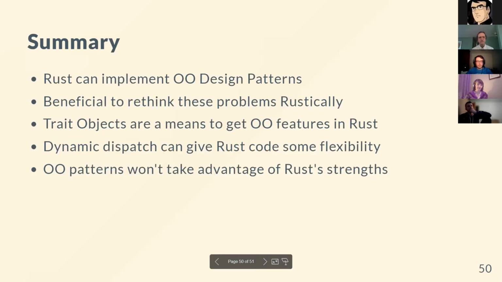So just as a quick summary, we've seen that Rust can implement OO design patterns, but those patterns have trade-offs. Rethinking the problem to take advantage of Rust features can provide benefits, such as preventing logical bugs at compile time. And we now know that you can use trait objects to get some object-oriented features in Rust. Dynamic dispatch can give your code some flexibility in exchange for a bit of runtime performance. And you can use this to implement OO patterns that make your code easier to maintain should you wish. An object-oriented pattern won't always be the best solution for a problem with Rust because it won't necessarily take advantage of Rust's strengths.